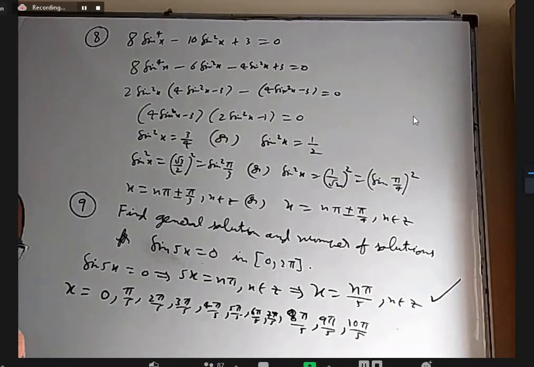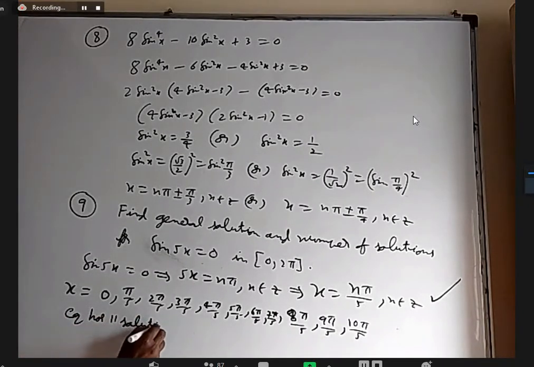How many solutions are these? 11. 11 solutions. So the equation has 11 solutions in the closed interval 0 to 2 pi.